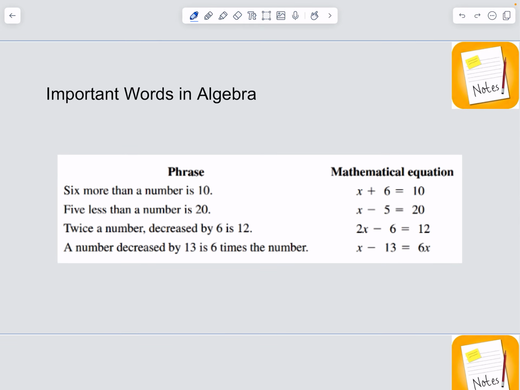Here are some more phrases, and the one word here that I want to highlight is the word is. In mathematics, it always translates into an equal sign. So every time you see the word is in a word problem, you want to think, okay, I'm going to put an equal sign here. That turns our expression into an equation.